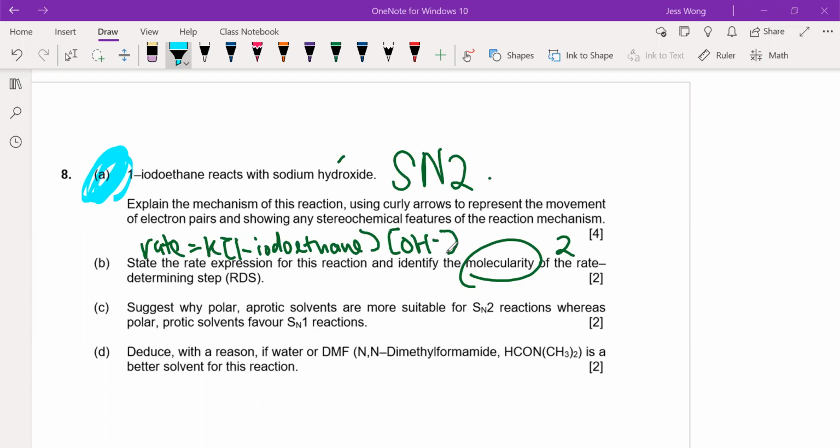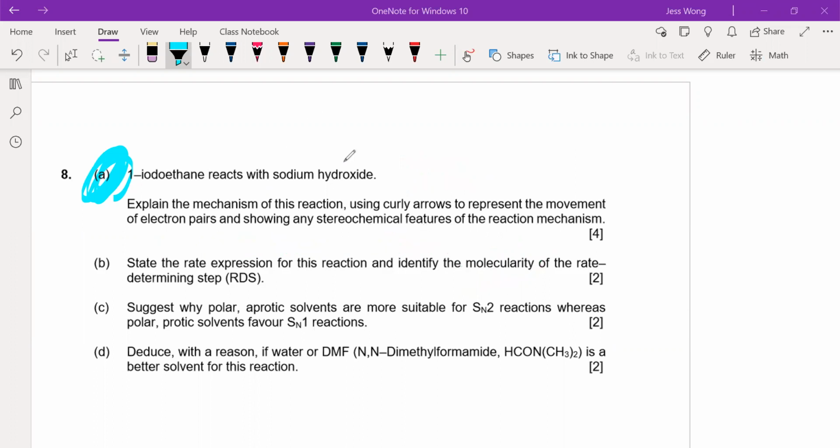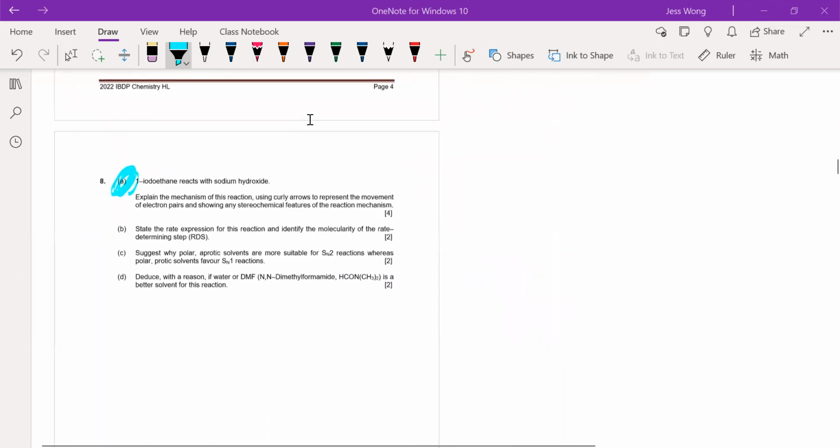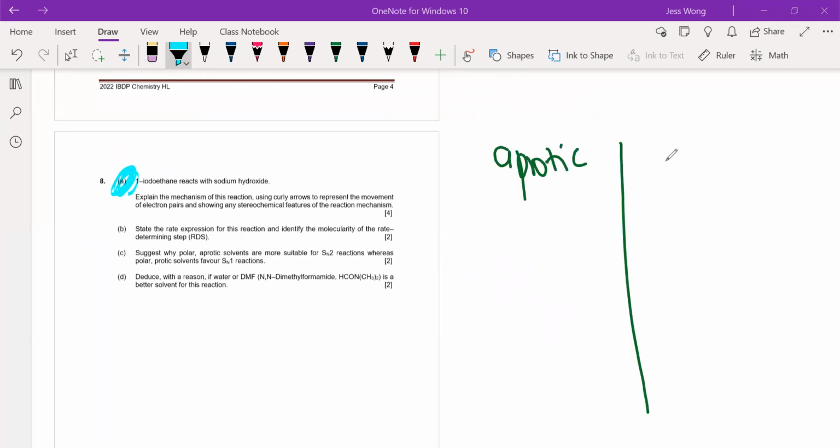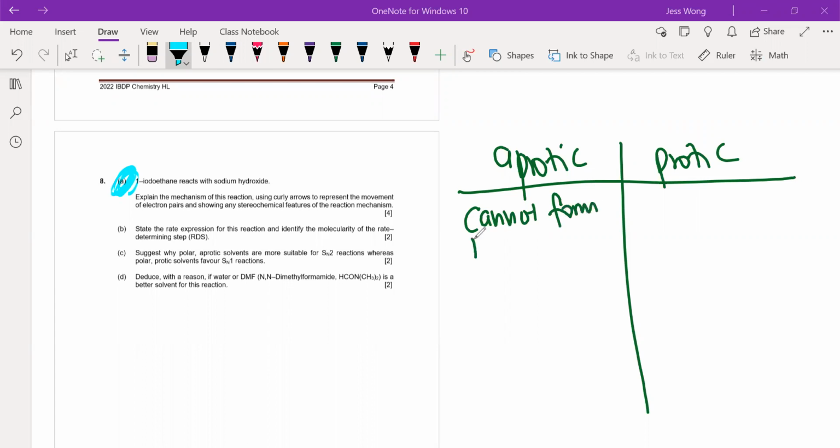Okay, now suggest why polar aprotic solvents are more suitable for SN2 reaction, whereas polar protic solvent would favor SN1. Okay, let's try to understand the solvent again. So we have aprotic and we have protic. Aprotic solvents are the solvents that cannot form H bond. Protic solvents are the solvents that can form hydrogen bond. So that's the first thing you need to know.